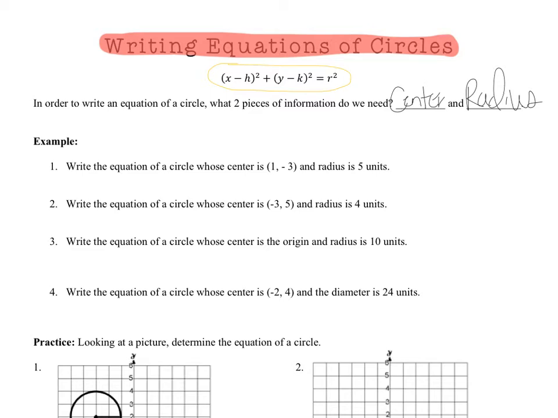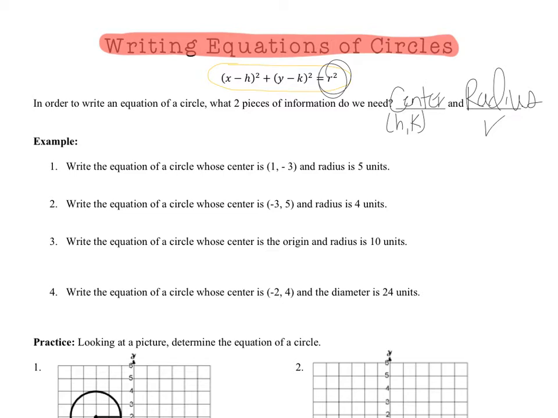So in this equation, can you tell me where my center is? Well, my center is (h, k). And remember, h and k are always the opposite of what's in the equation. And my radius squared is always whatever that number is, so in this case it would just be r squared. So let's look at these examples and see if we can figure it out.